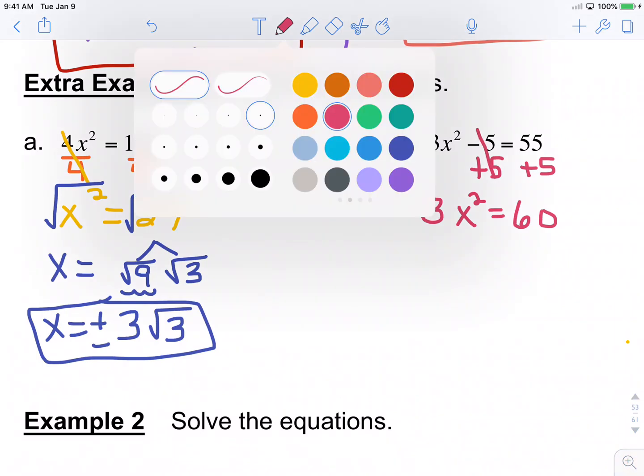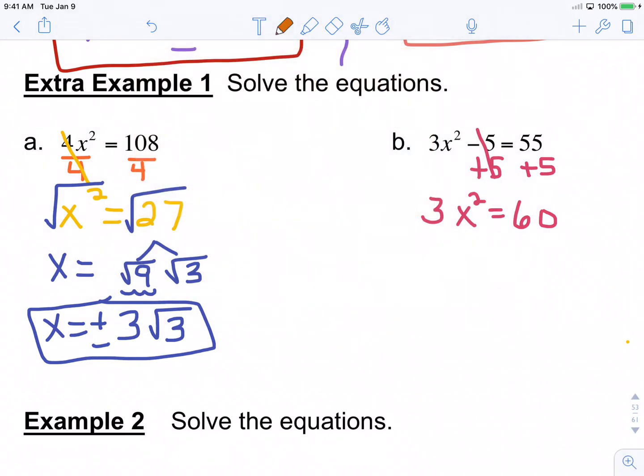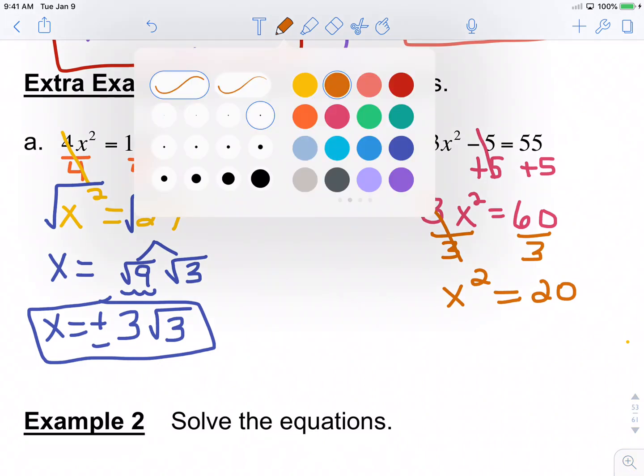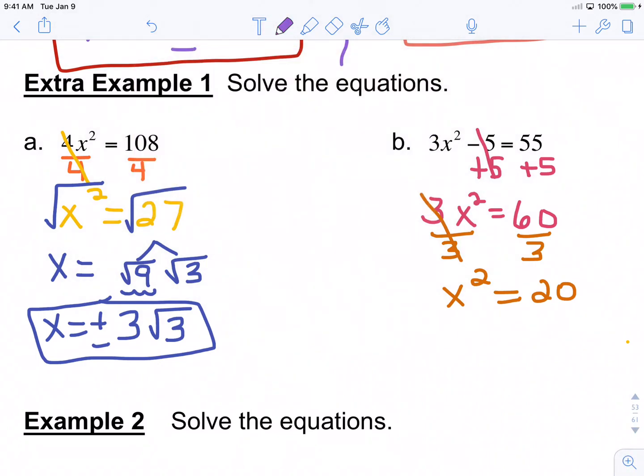The second step, again, trying to get the x squared by itself, would be to divide by the number in front. So this is a 2-step equation here to get x squared by itself. The 3's cancel. 60 divided by 3 is 20. And if it just said x, I would be done with the problem, but it says x squared. So I have to continue with step 2. We isolated x squared. Step 2 is to now take the square root of both sides.